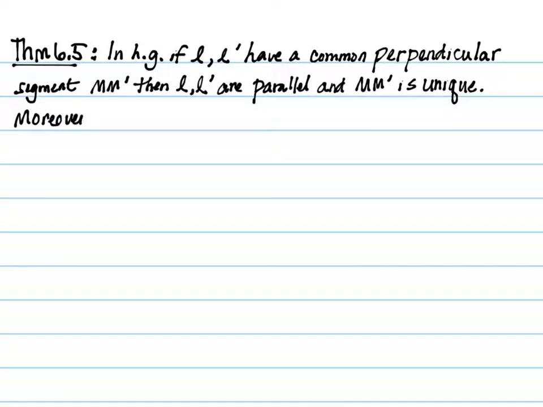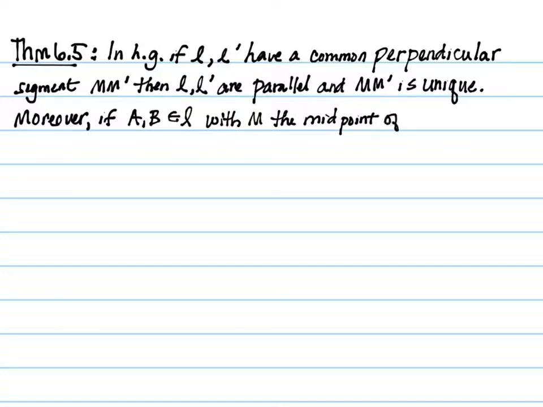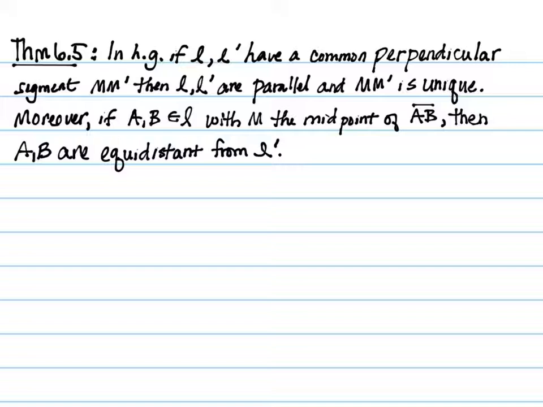Moreover, if A and B are on L with M the midpoint of segment AB, then A and B are equidistant from L prime. Does it feel a little bit like the converse of the last thing we did? You're starting with the conclusion and you're going back to proving the hypothesis from the earlier argument. Yeah, it is. So let's take a look at proving this one.